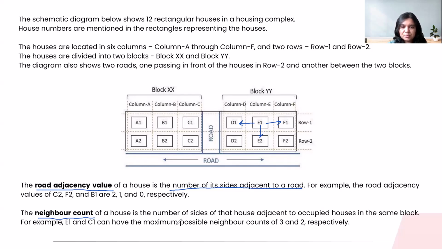Likewise, the maximum possible neighbor count of C1 is 2. C1 is over here. How many possible neighbors can there be? It can have B1 as a neighbor. It can have C2 as a neighbor. So the maximum neighbor count of C1 can be 2. That is all that is there initially. And then there is information that follows further in the set, so we'll take a look at that on slide 2.